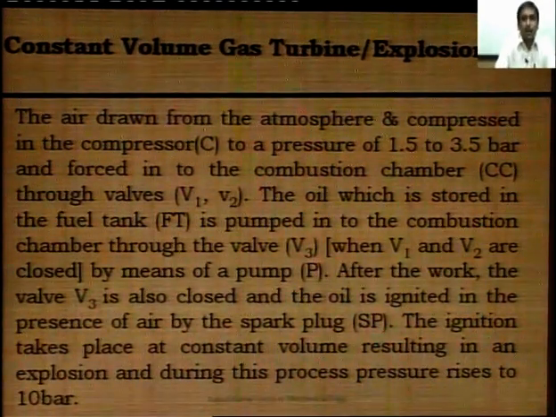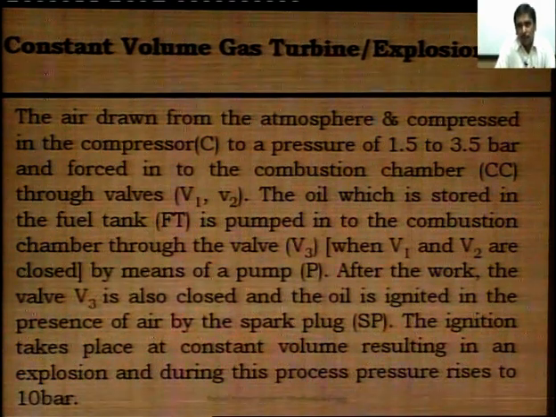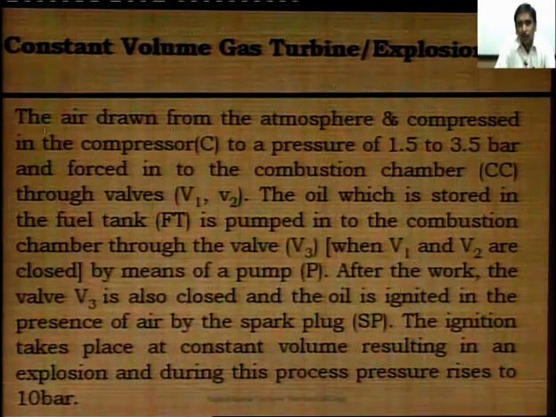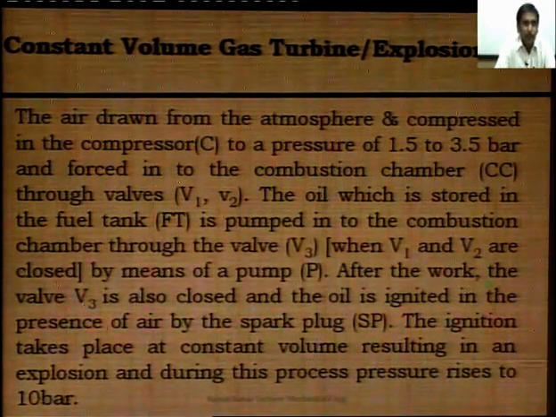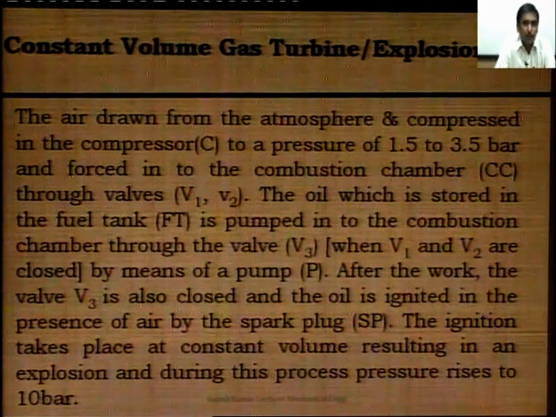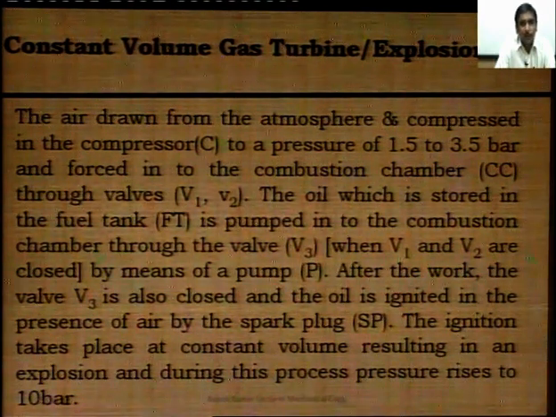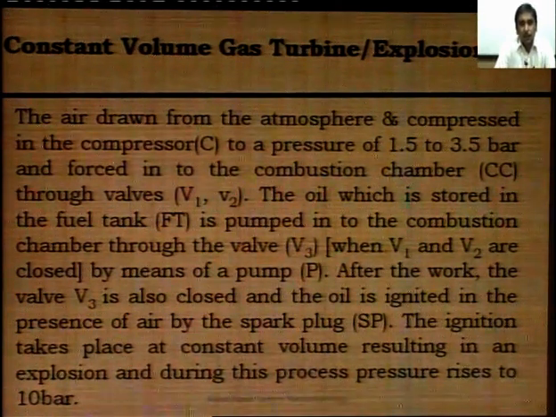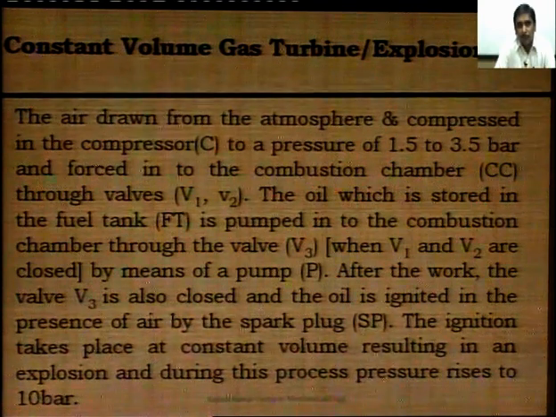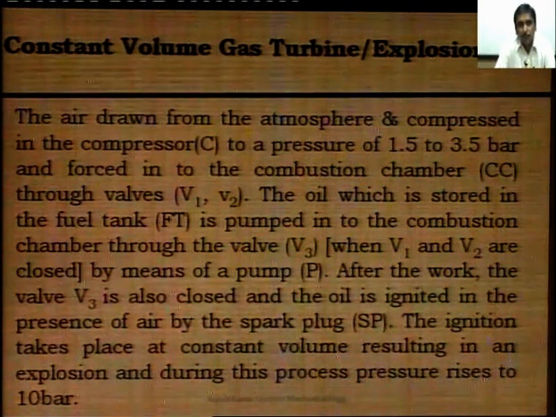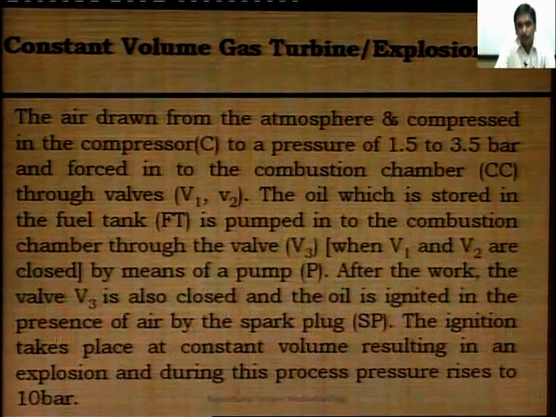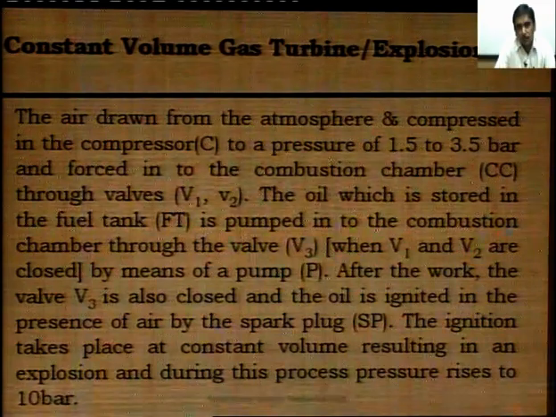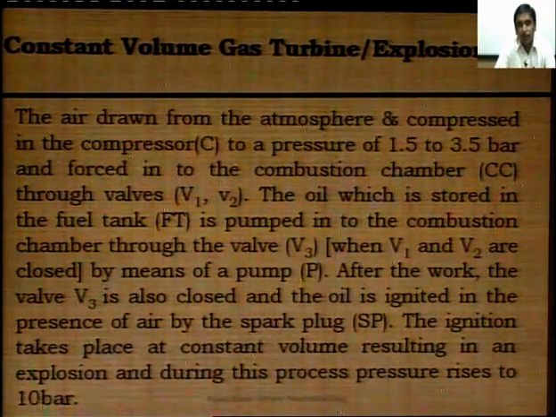First, the air is drawn from the atmosphere and compressed in the compressor to a pressure of 1.5 to 3.5 bar and forced into the combustion chamber CC through valves V1 and V2. The oil which is stored in the fuel tank is pumped to the combustion chamber through the valve V3 when V1 and V2 are closed by means of pump P.